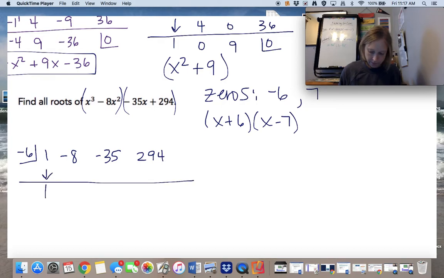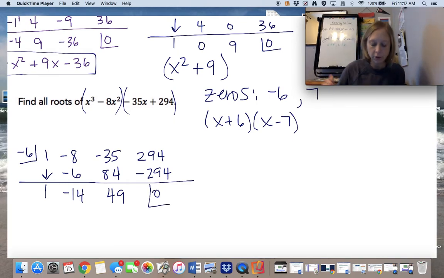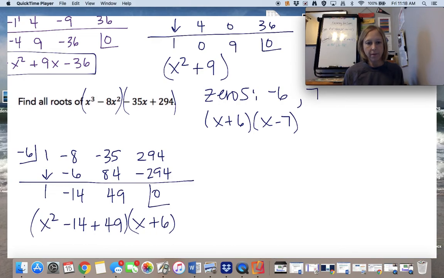Bring down that 1. All right, 1 times negative 6 is negative 6. Add those up, negative 14. Now I'm going to grab my calculator. 6 times 14. Okay, I'm going to have a positive answer because a negative times a negative is positive. So I have 84. Add these up. 84 minus 35 is 49. Multiply 6 times 49 for a negative 294. I shouldn't be surprised that my remainder is 0 because I already know that x plus 6 is a factor. This is going to be a quadratic. I have x squared minus 14x plus 49. So I know that this, along with the x plus 6, is part of my factored form.